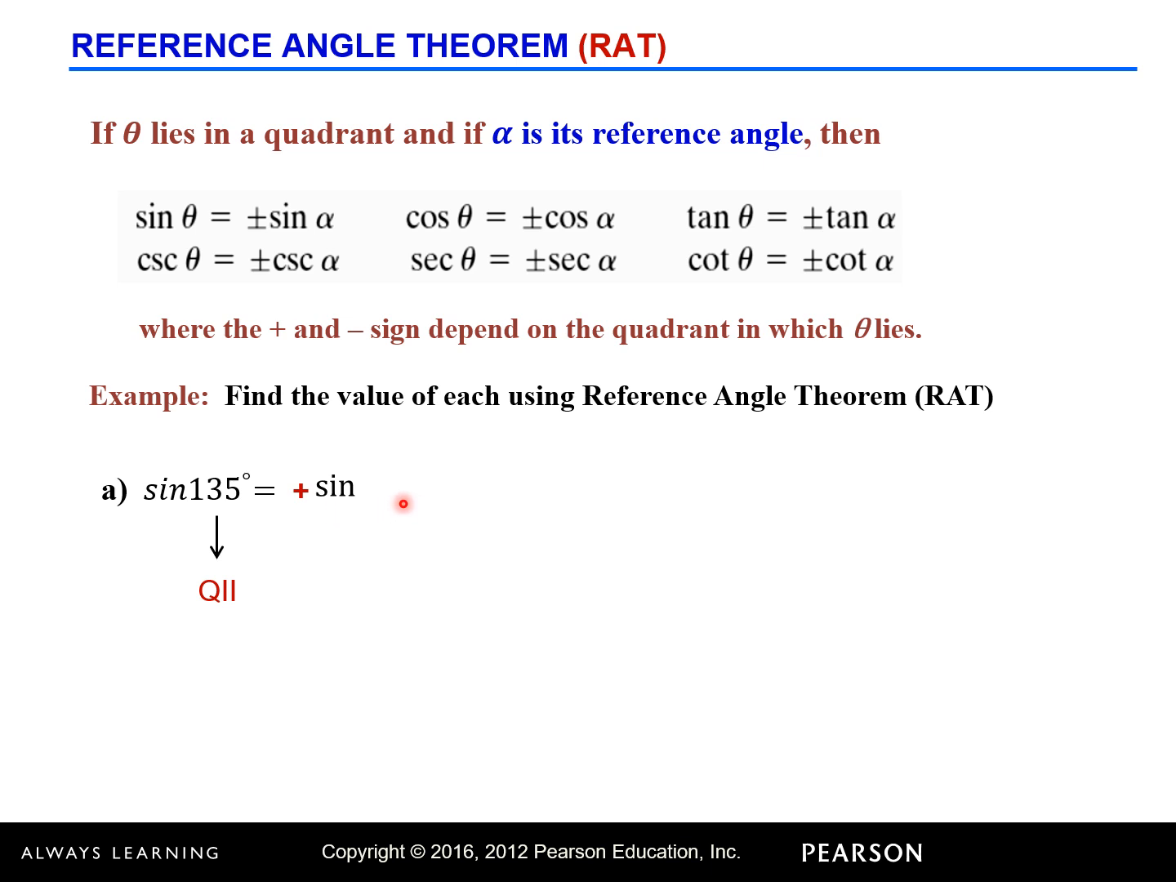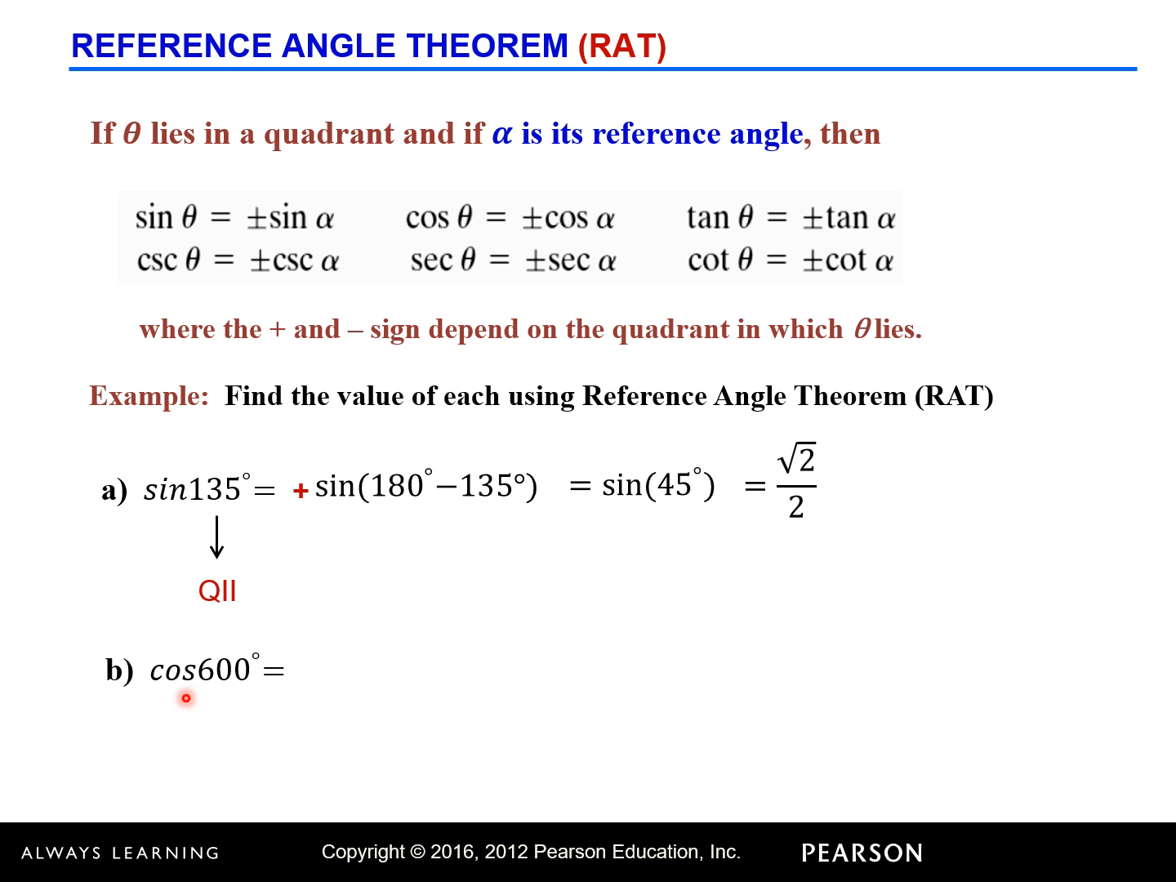And then the reference angle of this 135 is 180 minus 135, which is equal to 45. So it means sine 135 degrees is equal to the value of sine 45 degrees. Then this sine 45 degrees is equal to square root of 2 over 2.